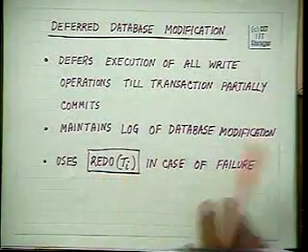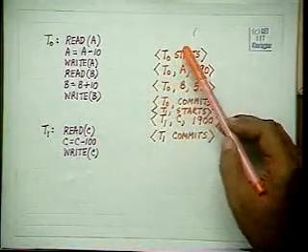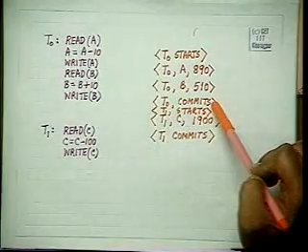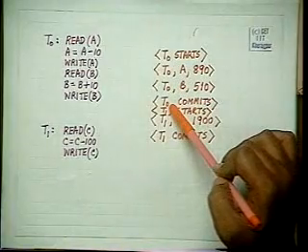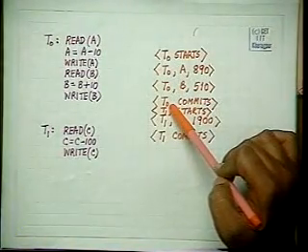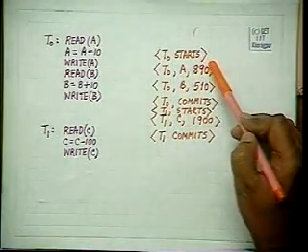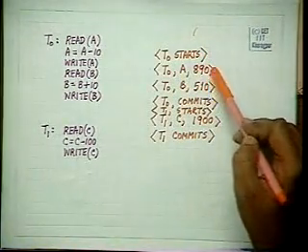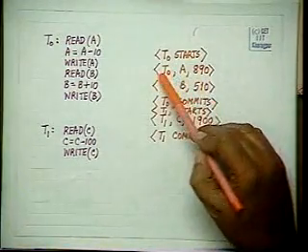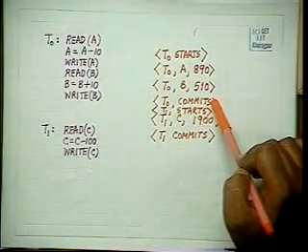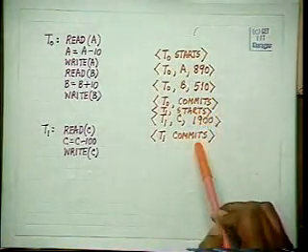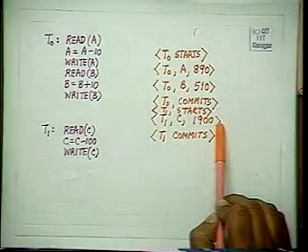We recover by the use of the redo function, redo Ti. We scan the log to see those transactions which have got both start and commit. Those transactions which have both start and commit will be redone. The function redo just simply writes these values onto the disk: A is made 890, B is made 510, and that is over. It will see for T1 start and commit is there, so it will write 1900 onto the disk.